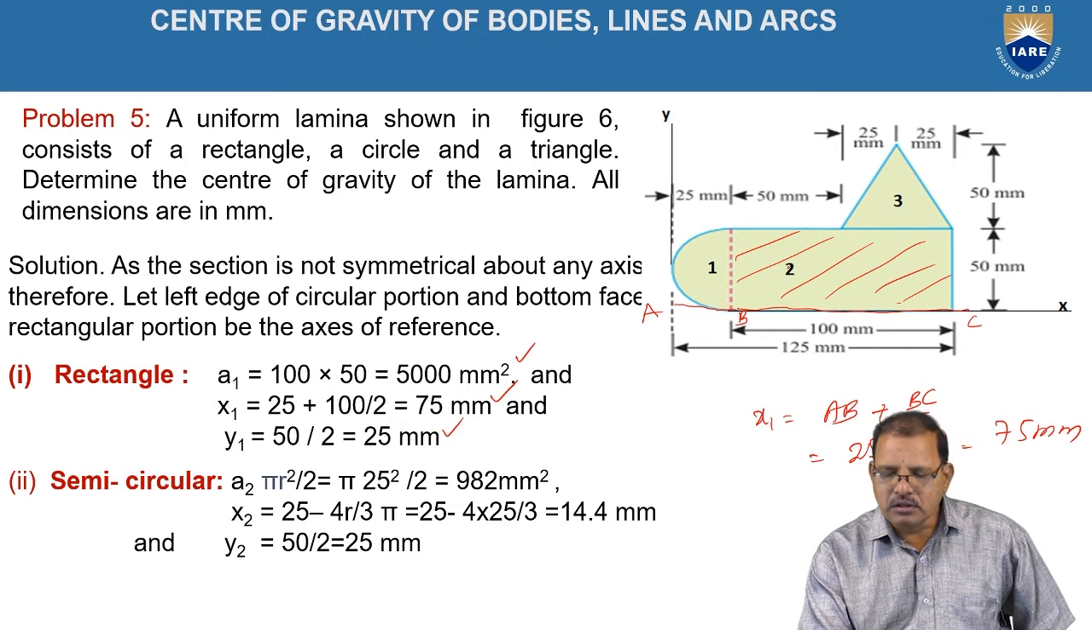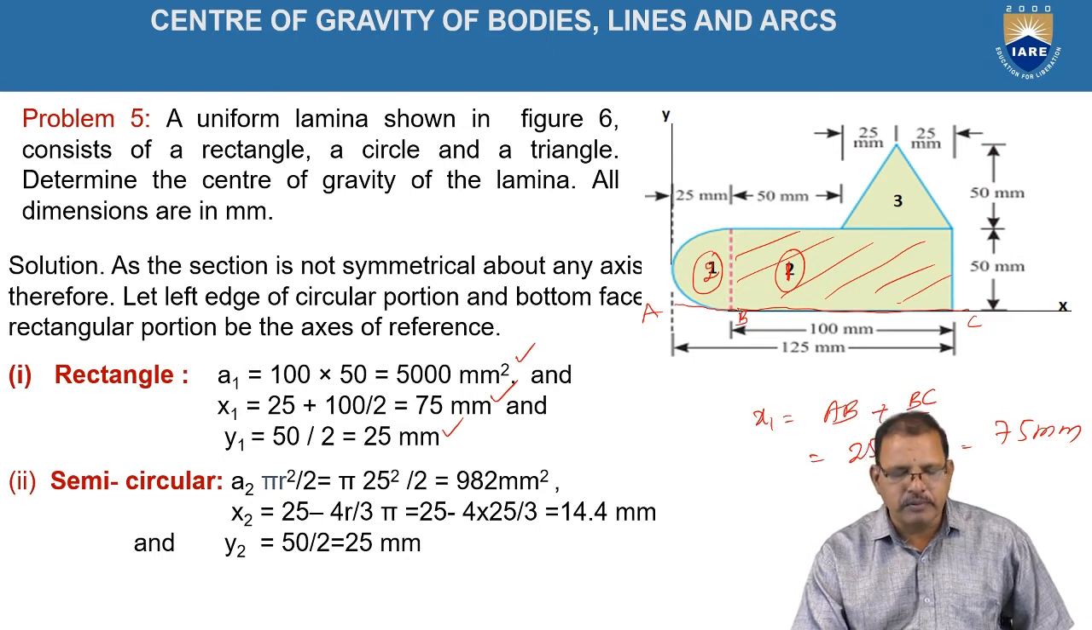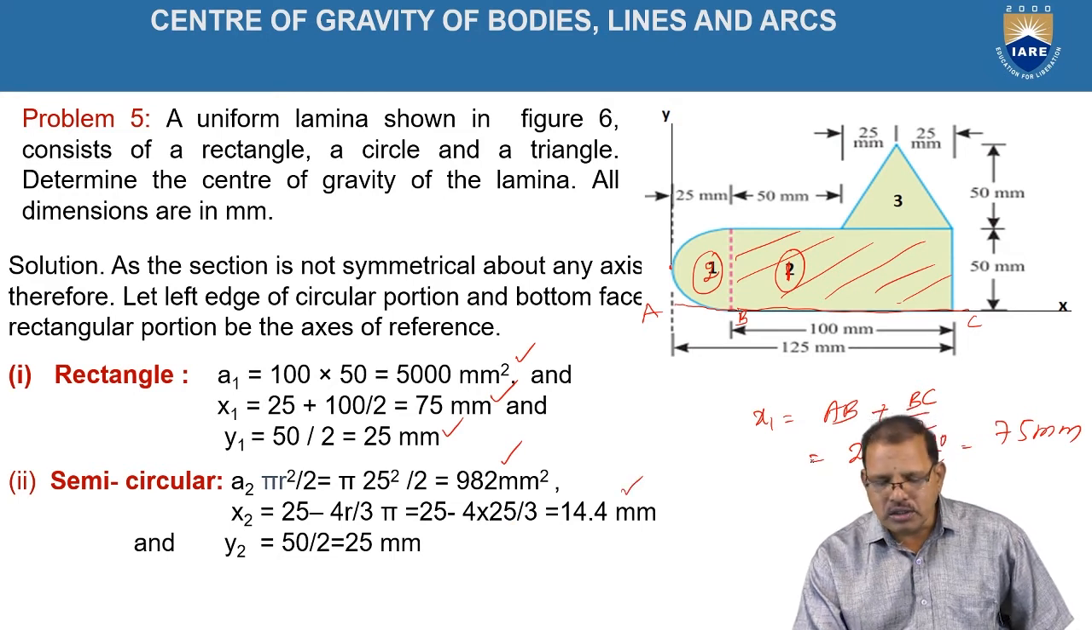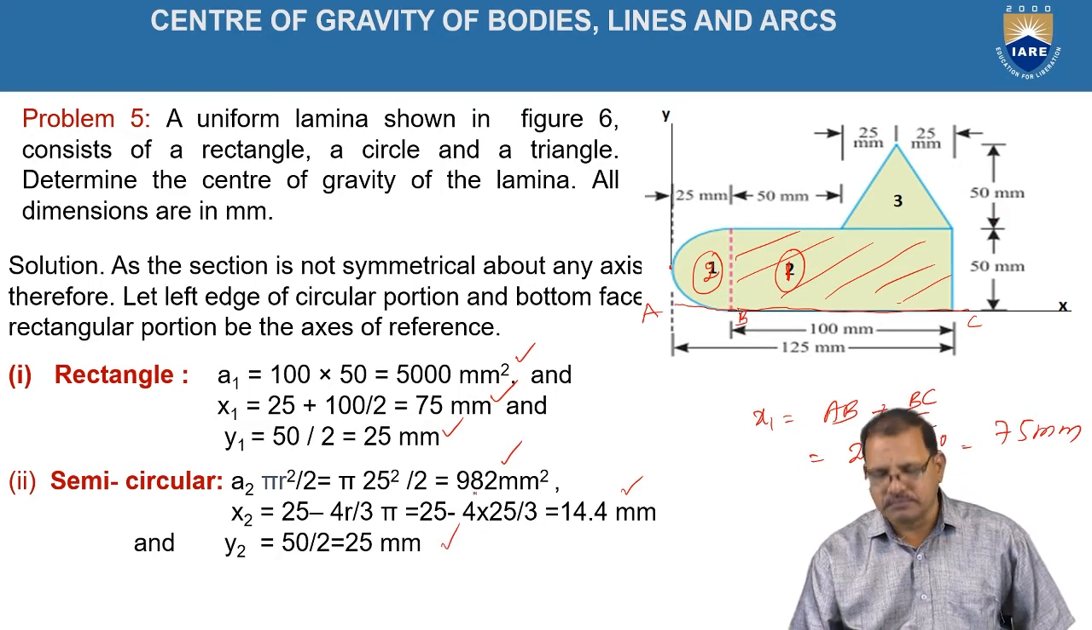Similarly, the second figure is in the form of a semicircle. A2 is equal to, since it is half of the circle, pi r square by 2, which is equal to 982 mm square. And x2 is, generally from the base, 4r by 3 pi, but we are now taking from the opposite side. Hence, it is treated as 25 minus 4r by 3 pi. 25 minus 4 times r, where r is equal to 25 mm, by 3 pi, which is equal to 14.4 mm. And y2 is again 50 by 2, equal to 25 mm.